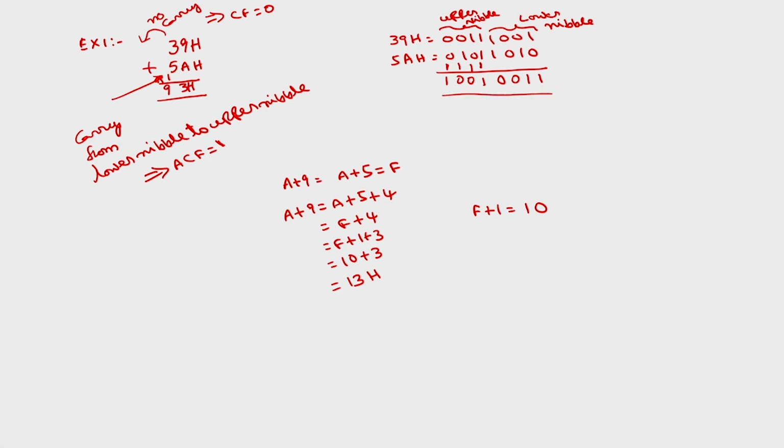Okay. So you can observe that there is a carry from here to here, but from here to here there is no carry. Because of this carry, the auxiliary carry flag will be set, and because there is no carry out of this, the carry flag will be reset. So this is the difference between the carry flag and the auxiliary carry flag. This auxiliary carry flag will be used, as I have told, in BCD arithmetic.